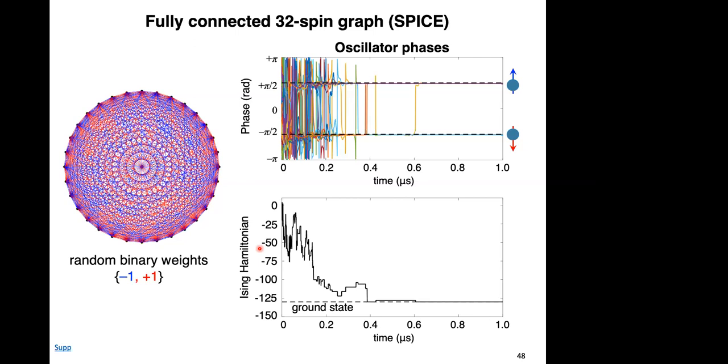Hi, Sri. Thanks for the talk. Hello. Kind of related to this, I was wondering if you could talk a little bit about the restrictions you have on the couplings that you're able to implement with this type of resistor network. Can you get all-to-all and universal coupling?